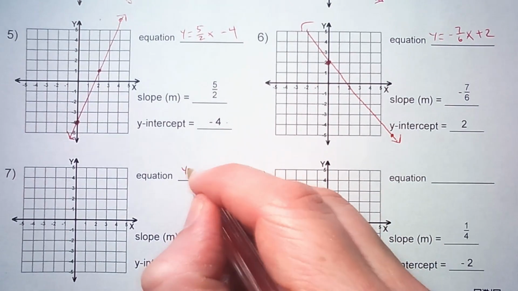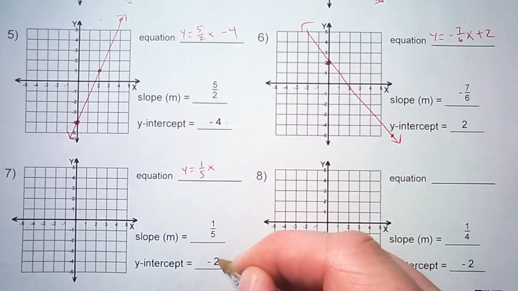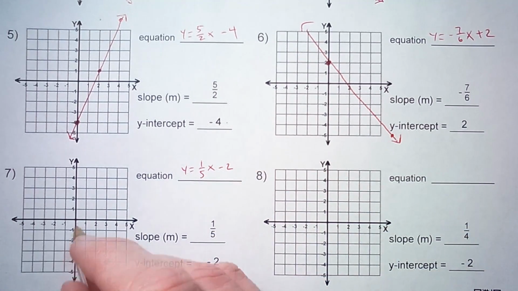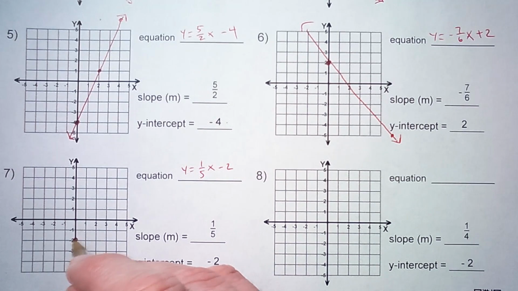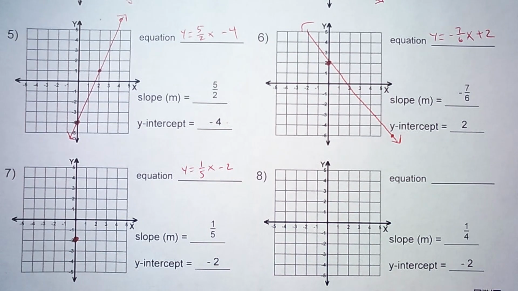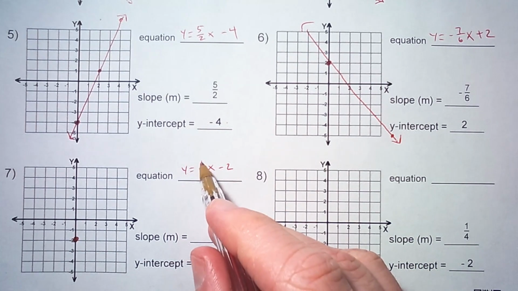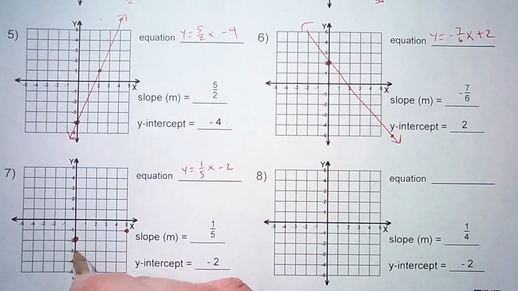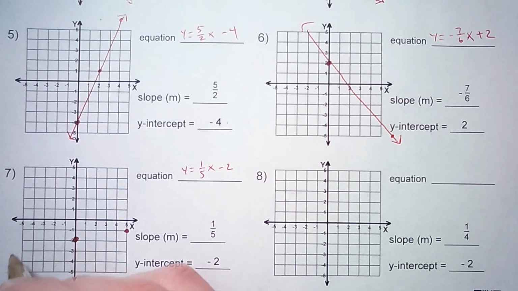Okay, next we have y equals 1/5 x. There's my slope, minus 2. So we have a y-intercept of -2. So down 2, that's where I cross the y-axis. A slope of 1/5, so it's a rise of 1 and a run of 5. And instead of positive, positive, I could do negative, negative, so down 1 and left 5.